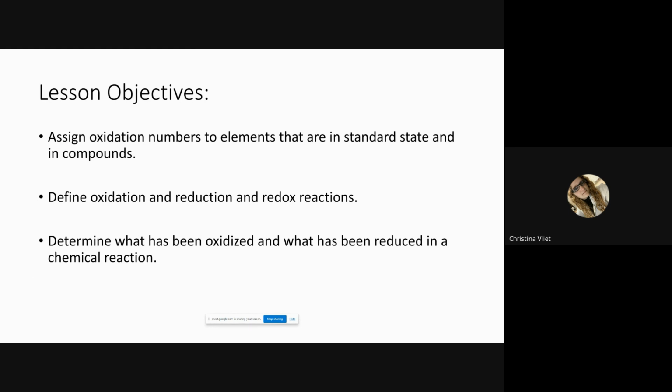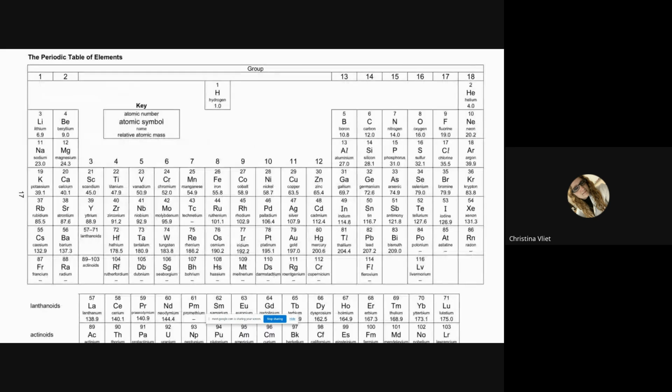We need to define what is oxidation, reduction, and redox reactions. You'll be writing the definitions for those today. And then by the end of the class period, we're going to learn how to determine in a chemical reaction what has been oxidized and what has been reduced. That's what we're going to be learning about today. So you don't have to write this down. This is just to track what we need to do.